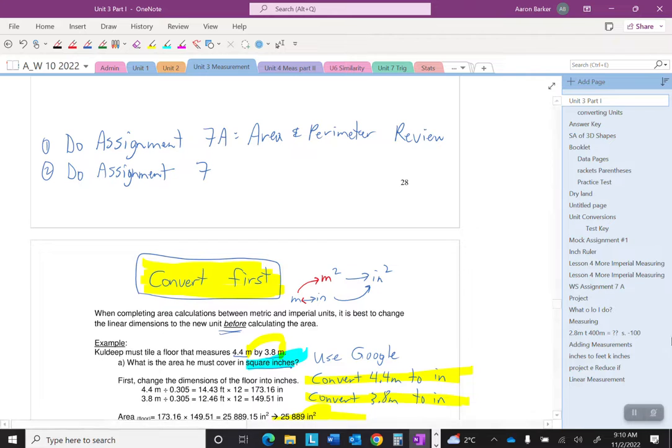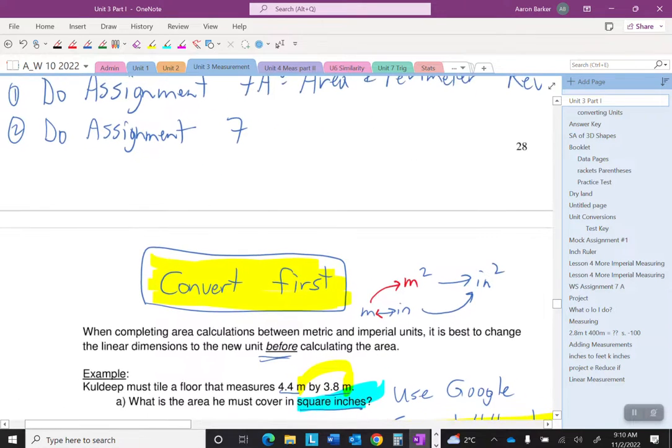Hello, they're all gone. You should have been faster. Turn to page 29. We're going to do our notes real quick. Right on top of page 29, write down convert first. That's what you need to do.